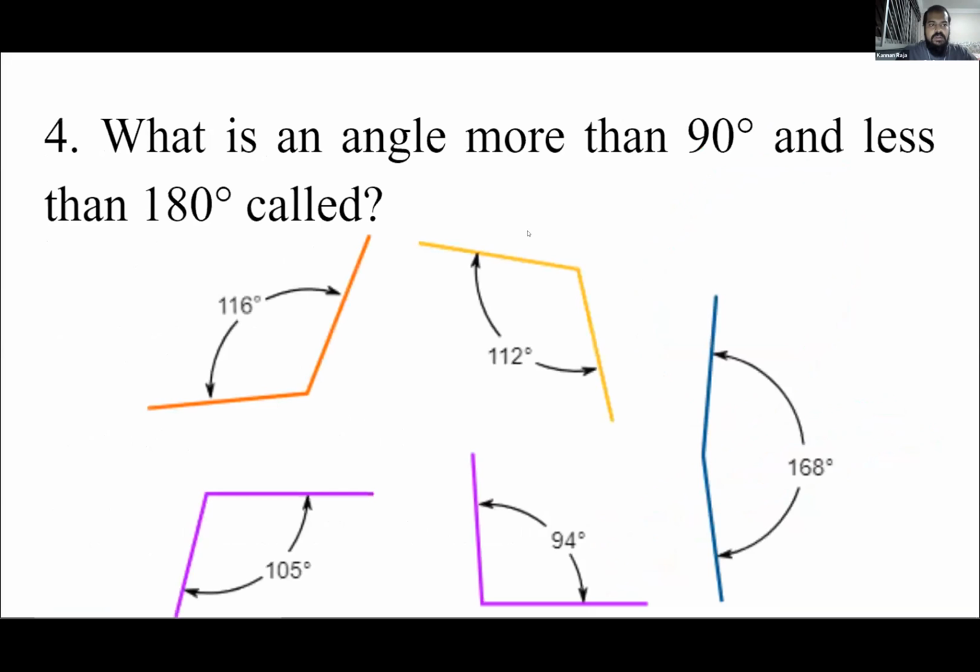Four, what is an angle which is more than 90 degrees and less than 180 degrees called? What do you call an angle that is more than 90 but less than 180 degrees?